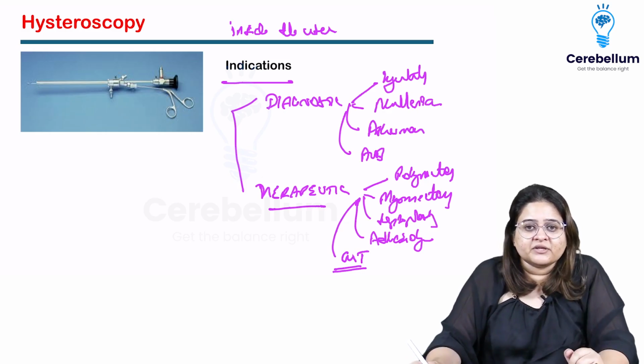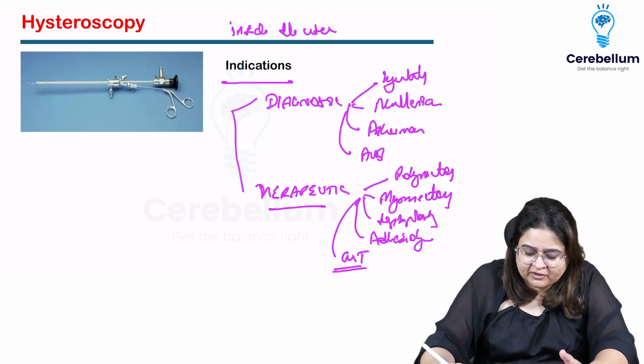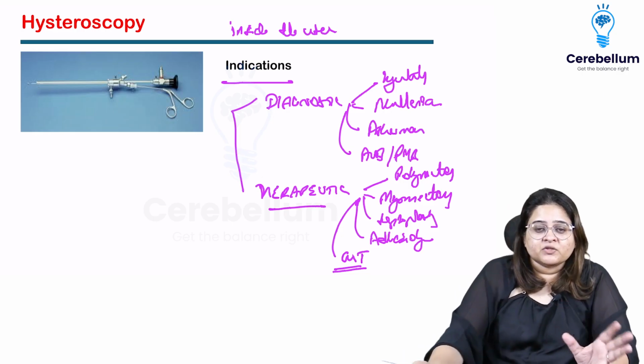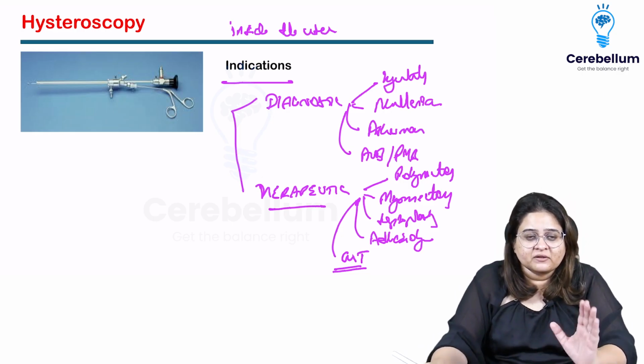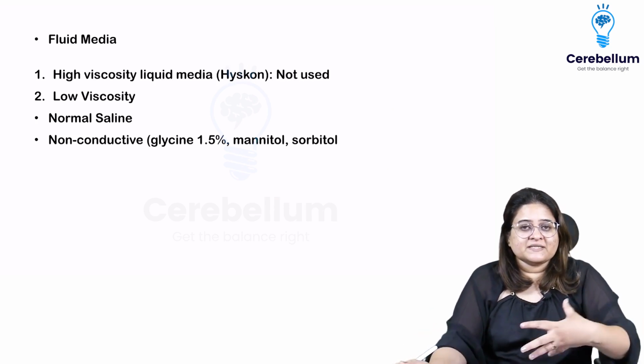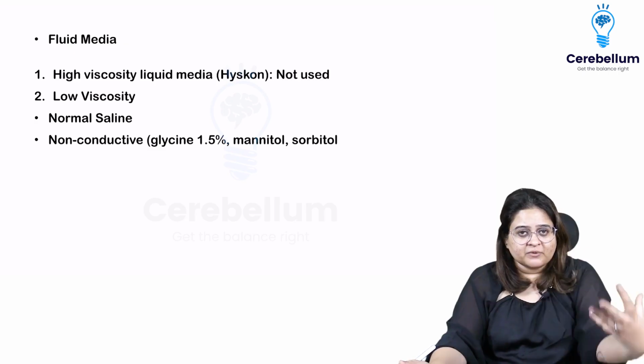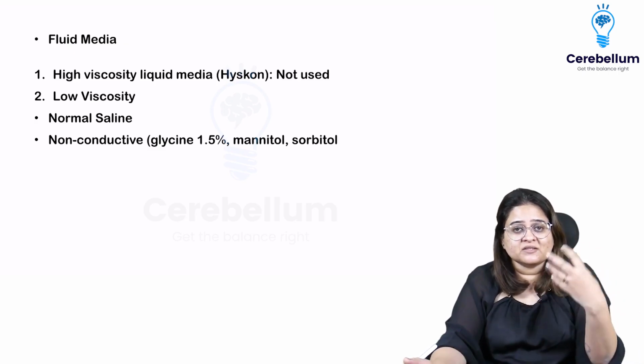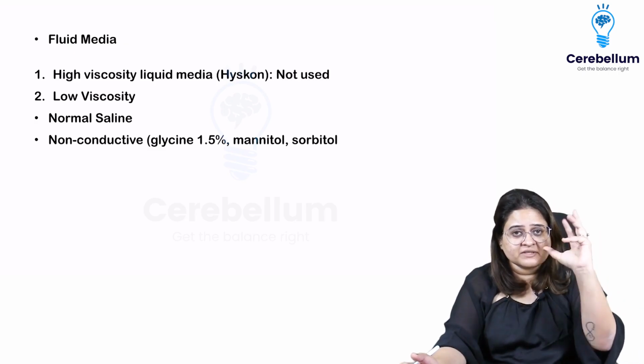So these are common indications, or in diagnosis apart from AUB, here I'll also add postmenopausal bleeding and you want to take a biopsy. So these are the indications for doing a hysteroscopy. Now remember, like in laparoscopy, we distend the abdomen, the peritoneal cavity with carbon dioxide. In hysteroscopy, we distend the uterus. So to look inside the uterus, you have to distend it.